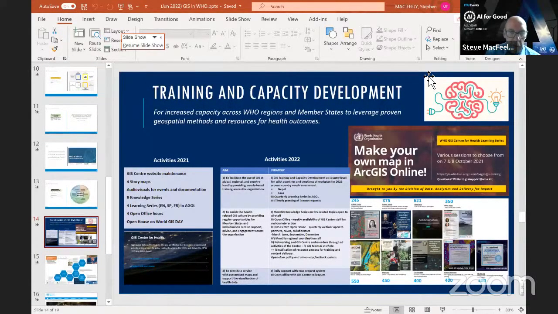And here, this just gives you a summary of some of the technology and capacity development that we're doing. So we're building story maps. We've been running a set of knowledge series throughout the last couple of months. We've also been doing learning series in AGOL. We also hold open office hours, and we've also done an open house. So there's certain days where we dedicate our time to the country. So anybody can ring up with any queries and we'll do our best to help them work through it. But we try and work through the problems with them so that they come away not just with the problem solved, but with increased capacity.